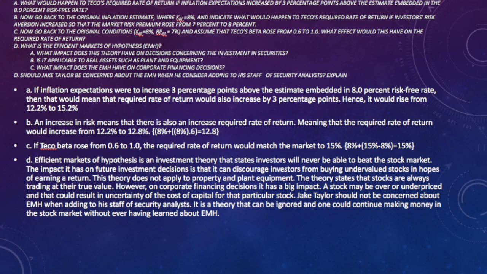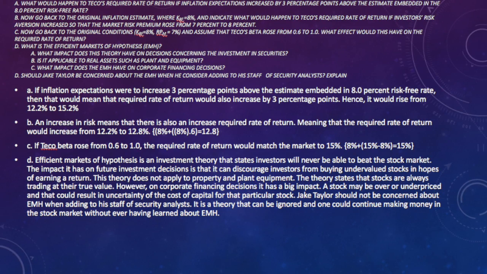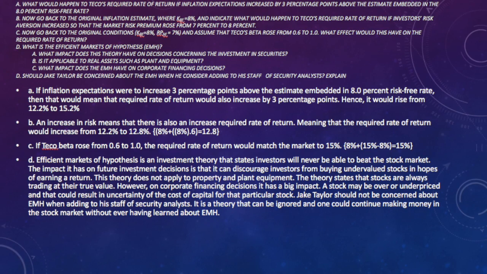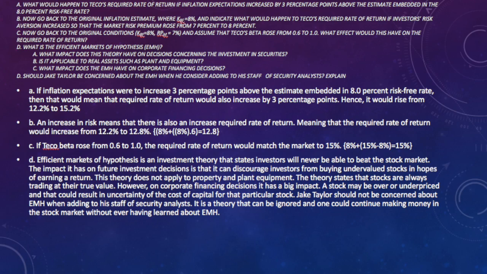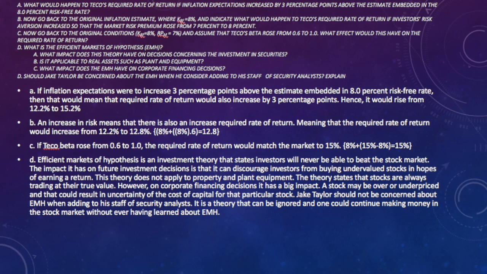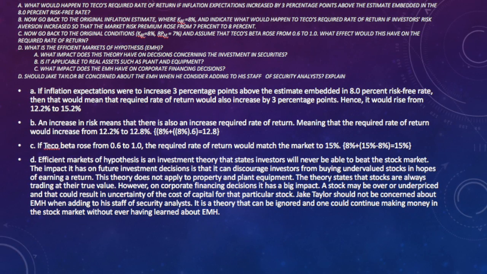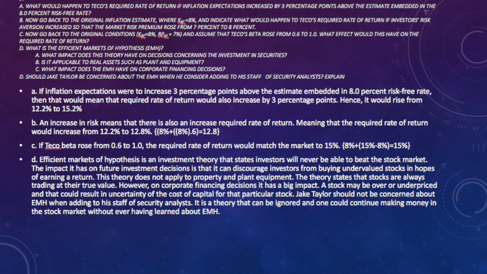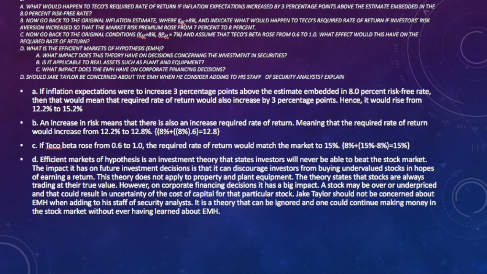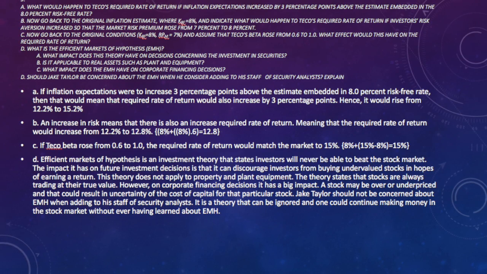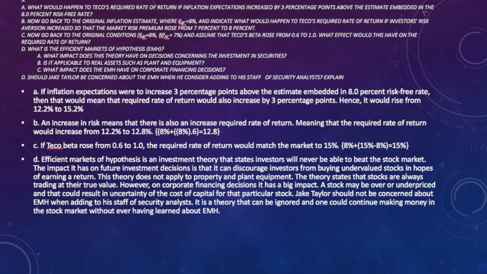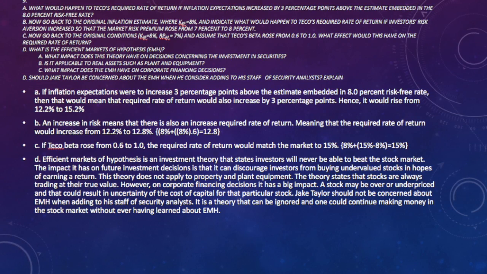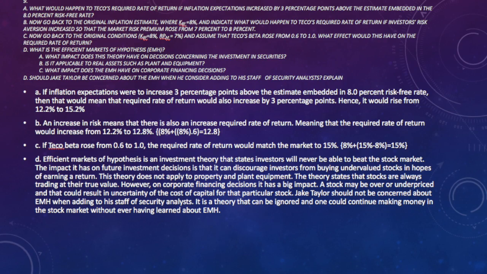Now, part D, what is the efficient market hypothesis? So the efficient market hypothesis is an investment theory that states that investors will never really beat the stock market. So the impact it has on future investment decisions is that it can discourage investors from buying undervalued stocks. This theory does not apply to property and plant equipment, but the theory states that stocks are always trading at their true value.